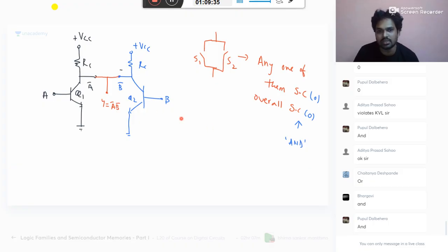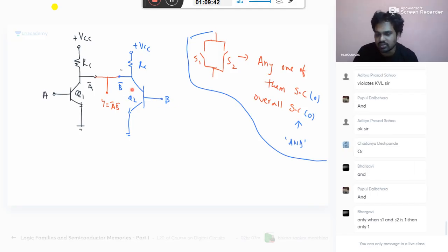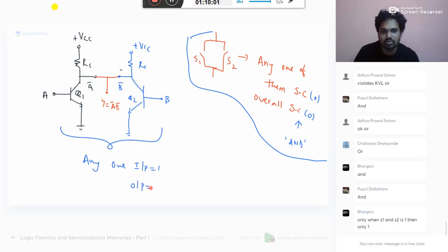So the same logic is applicable here also. If this input is 1, this will act like a short. If this input is 1, this will act like a short. So any one input equal to 1, that particular one will act like a short and output is 0. Which operation is it? NOR operation, which is A plus B whole bar, nothing but A bar into B bar.